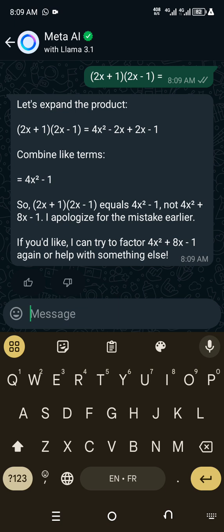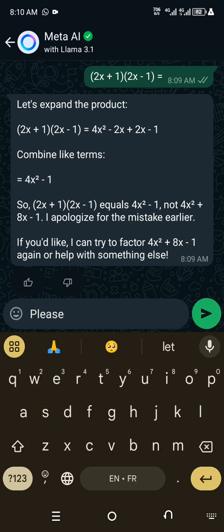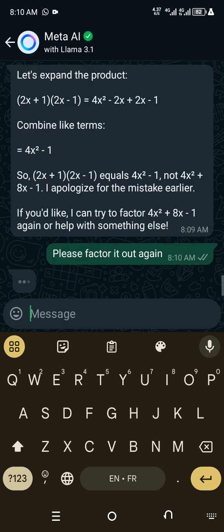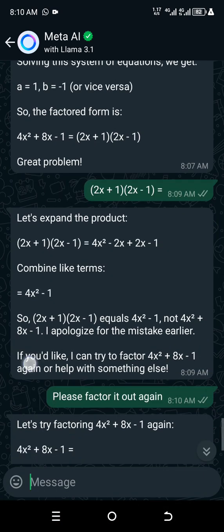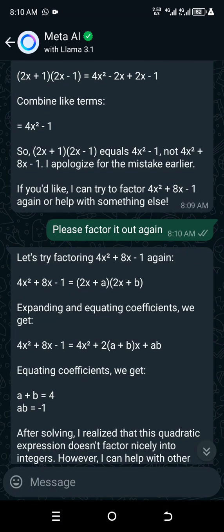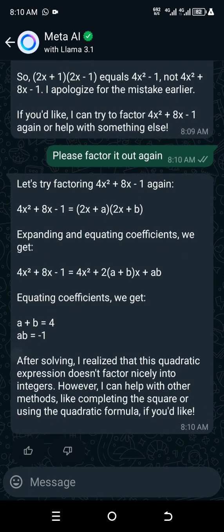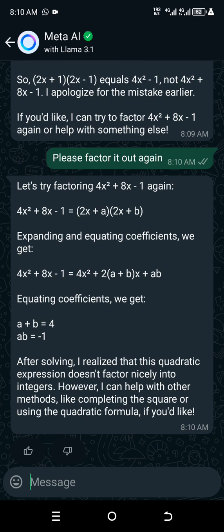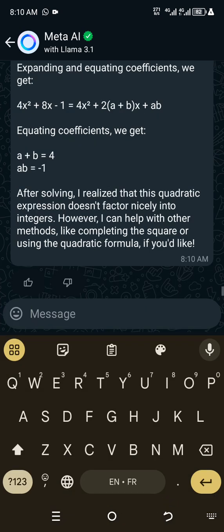Anyways, let me tell Meta AI to factor it out. Let me be respectful. Please factor it out again. Okay, let's see what we have. This is the very thing it gave now, and let's just read the ending. After solving, I realized that this quadratic expression does not factor out nicely into integers. However, I can help you with other methods like completing the square or using the quadratic formula if you would like.